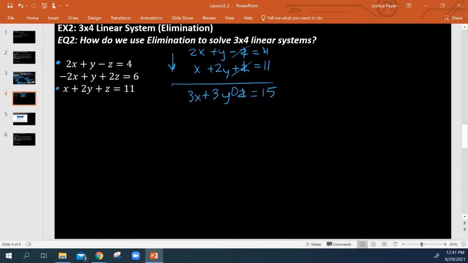So now I've got 3x plus 3y, and you're going to see this is going to work out to be, we're going to solve a little miniature system to get a few variables. Then we're going to substitute back in for some stuff at the end. Okay, so we found those two.